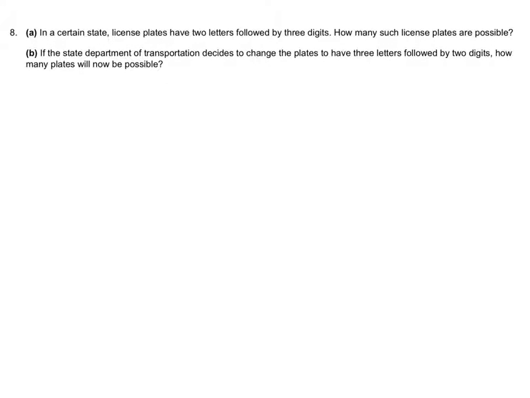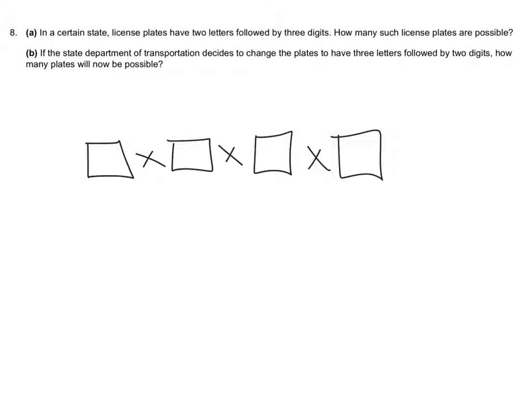This question is a 2-part question. First, we'll answer question A. A says that in a certain state, license plates have 2 letters followed by 3 digits. How many such license plates are possible? Again, we'll use the fundamental counting principle. And the problem tells us that the license plates have 2 letters followed by 3 digits. So altogether, I have 5 different tasks.